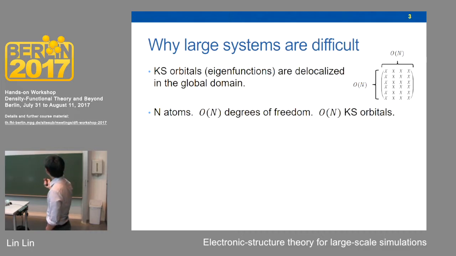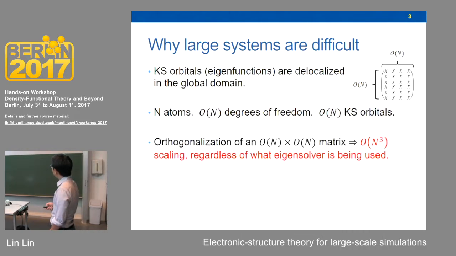And this one is the number of Kohn-Sham orbitals, which is the number of electrons, or the number of electrons divided by 2, depending on how you treat the spin. So this is the order n by order n dense matrix. And no matter what kind of method you use, in the end, you have to satisfy the orthonormality condition, which means at some step you have to orthogonalize this matrix and get this order n by order n matrix. If you use a dense solver, such as ScaLAPACK, there are more complicated things going on.